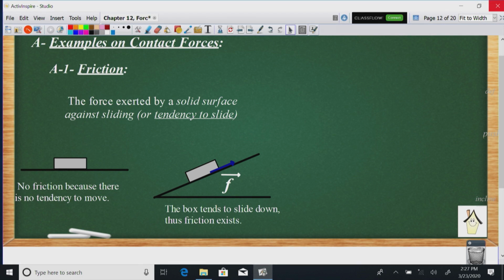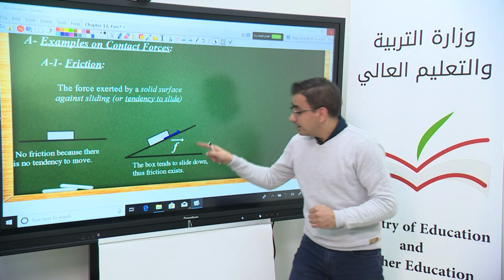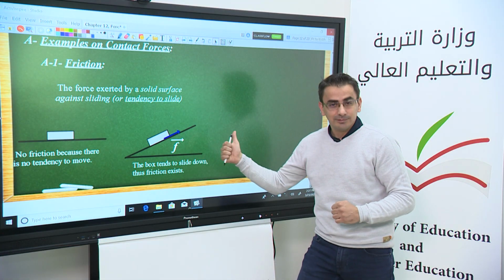Another example is if we have an inclined plane. Place a box on an inclined plane, that box tends to move down. It tends to, you don't need to push it, it tries to move. Sometimes it slides down, sometimes it doesn't. What prevents it from sliding is the frictional force acting up.